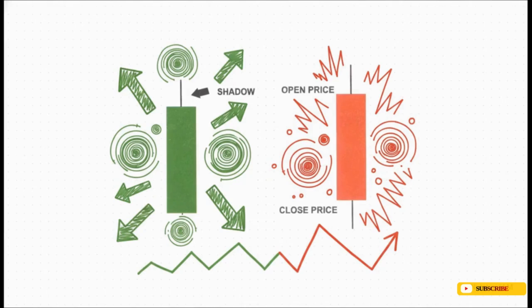The colors make it super easy to understand at a glance. If it's green, that means strength. The price closed higher than it opened, which tells you the buyers were in control. If it's red, that means weakness. The price closed lower than it opened, so the sellers won that round. It's a really quick visual summary of the market's mood.